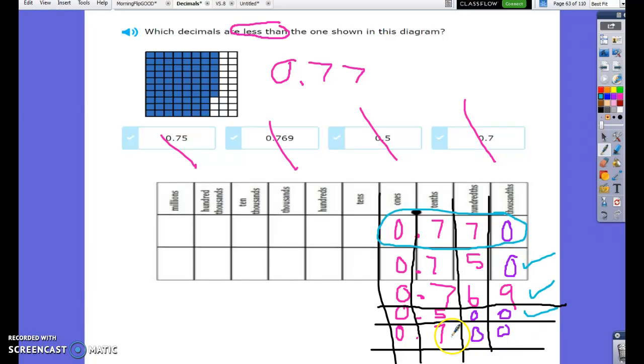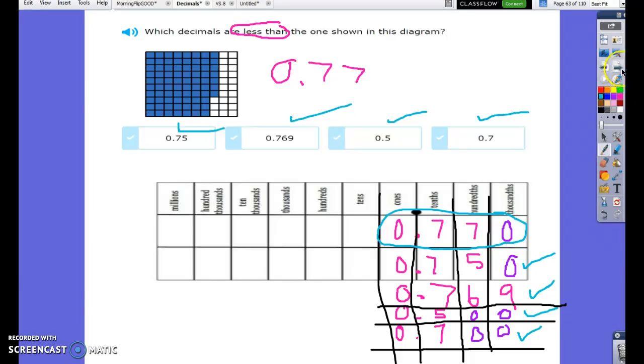Alright, so now we're on to our last one. We have 7 and a 7. Then we have 7 and a 0. So again, we have less than. So that means that all of our answers are less than 77 hundredths. So I would click on all of those.